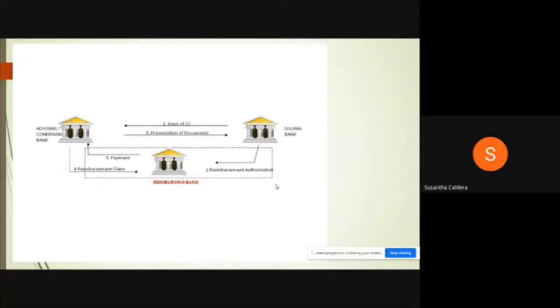But now you will understand when you see this flowchart, this is a high risk operation. High risk operation. If the advising bank or the confirming bank claims the money from the reimbursing bank for non-compliant documents, then it will be a big issue, right? So that risk is there. Now we'll see how we are going to mitigate those risks.